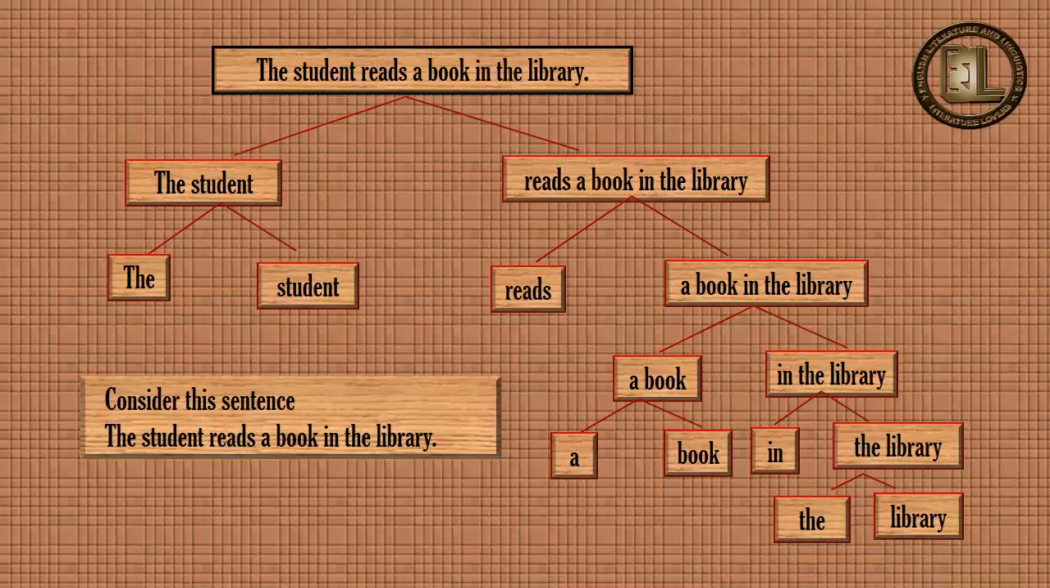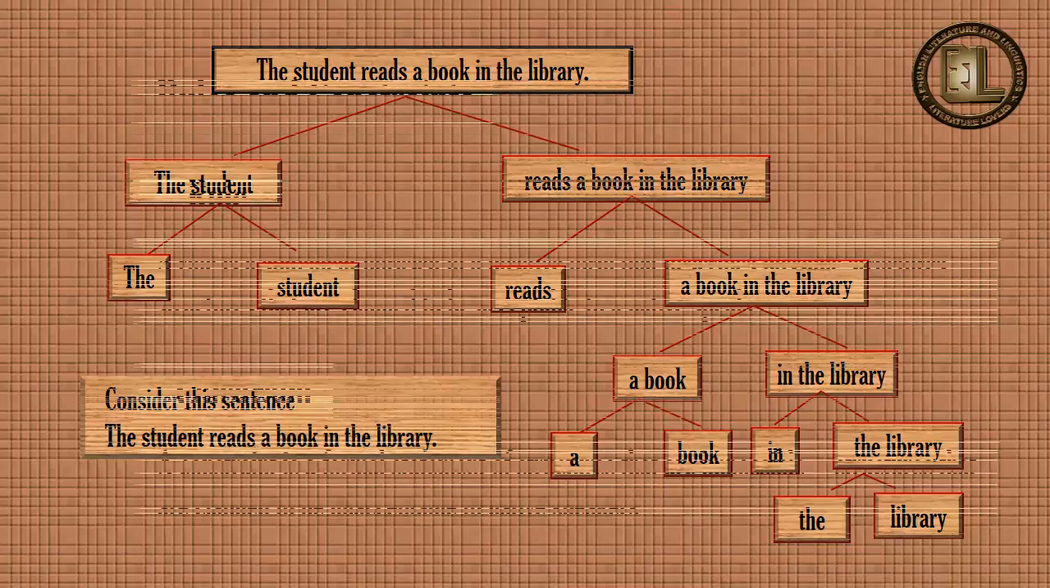The phrase a book is further divided into a determiner a and a noun book. And the phrase in the library is divided into the preposition in and the library. And the library, which is a noun phrase, is further divided into a determiner the and a noun library. Such division of a sentence represented by a tree is also called parsing of a sentence.